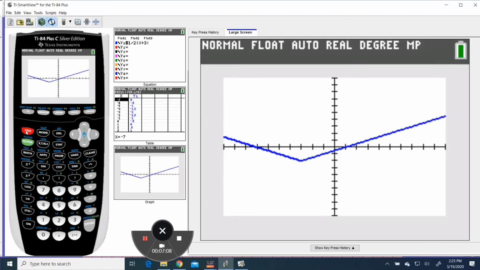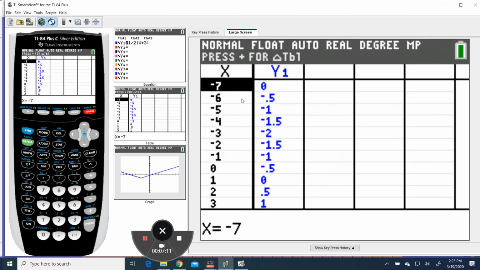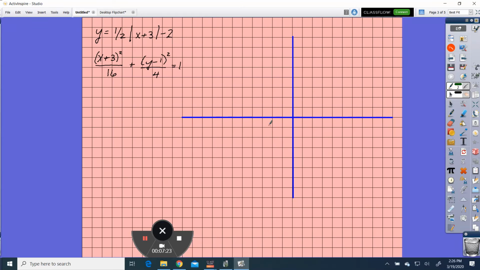Now to get some better ideas on those dots, if I hit second graph, there's my table. And sure enough, there's that point, negative 3, negative 2. And then negative 5, negative 1, negative 7, 0, 1, 0. So I'm going to come and put that on this table. Negative 3, negative 2, negative 5, negative 1, negative 7, 0. So that's 3, that's 5, that's 7. 1 at 0. Connect my dots. There we go.